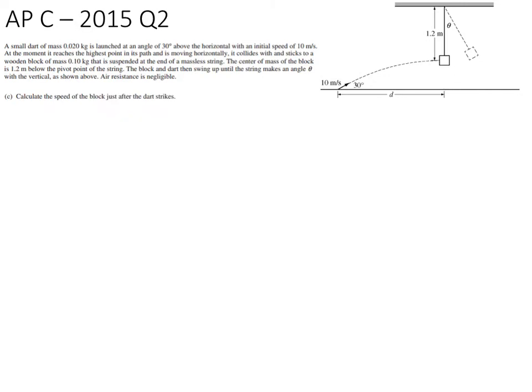Alright, now this. Calculate the speed of the block after the dart strikes. Now if you look into the problem here, it says it collides and sticks to the block. So it's colliding and sticking, and we want to know what the speed is after. Well, that's just momentum. Initial equals final.